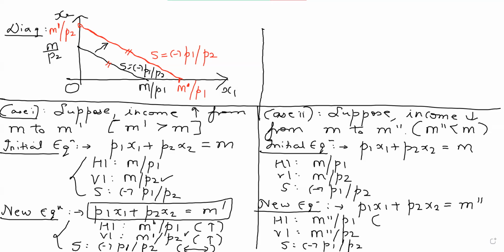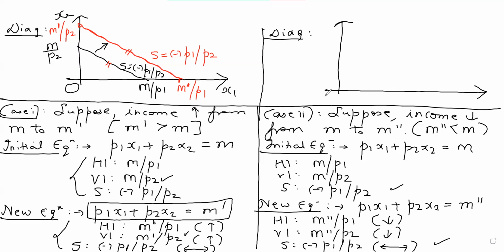Horizontal intercept, if you compare for the same P1, numerator has gone down from M to M double dash. So horizontal intercept falls. If you compare the initial with new, vertical intercept also falls because for the same P2, numerator has gone down from M to M double dash. But if you look at the slope, guys, it's unchanged. Here also it was minus P1 by P2. Here also it's minus P1 by P2. The diagram comes on the top. So we learned that both horizontal and vertical intercepts have now fallen because of a fall in income. But your slope is unchanged.